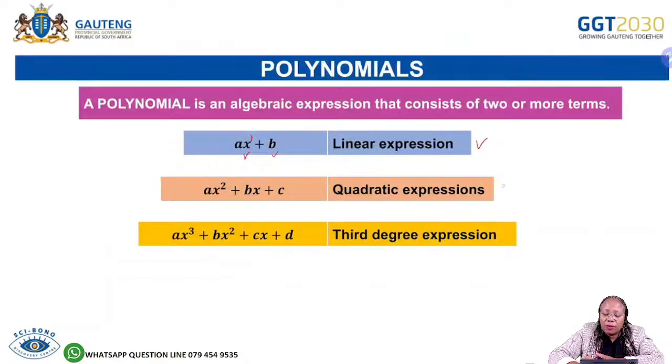And then now we have a quadratic expression. How do we know it's quadratic? It is because we have an x to the power 2. And then the third degree expression has an x to the power 3. As you can see, this one has 1, 2, 3 terms because they are separated by a plus in between. And this contains 1, 2, 3, 4 terms. It is also separated by plus in between. That is how you count your terms, grade 12.